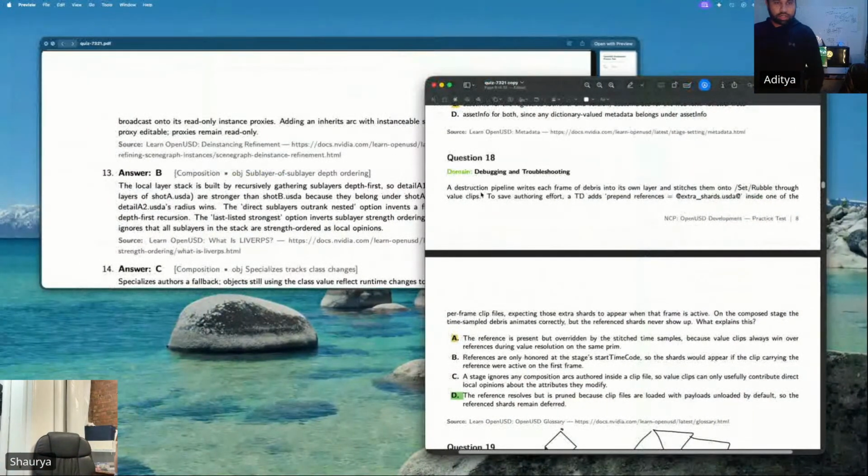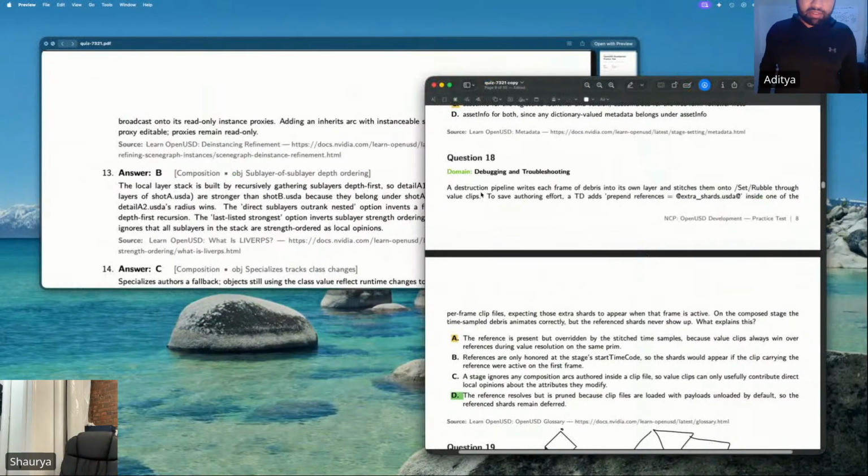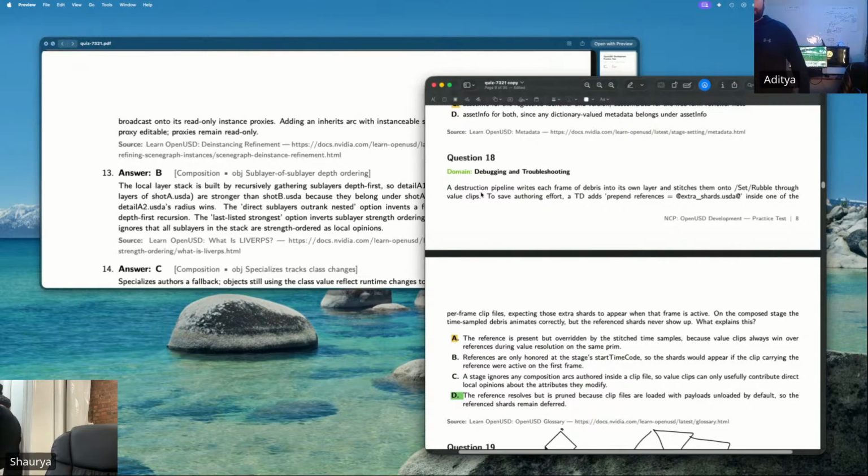The question was: a destruction pipeline writes each frame of debris into its own layer. We want to stitch them through value clips, that's the stitching to save the authoring effort. The TD adds references, expecting those extra shards to appear when the frame is active. On the composed stage, the time samples of the debris animate correctly, but the shards never show up. Why?